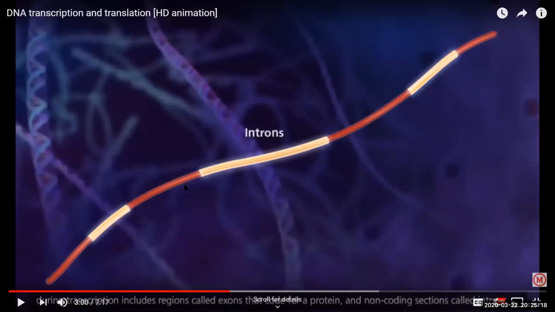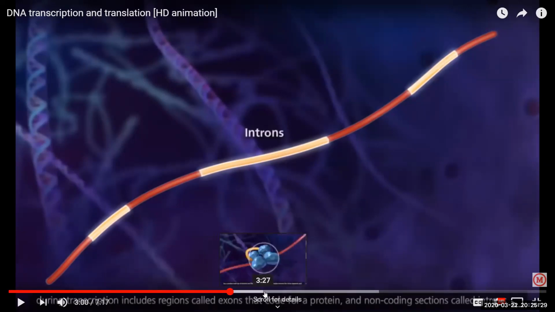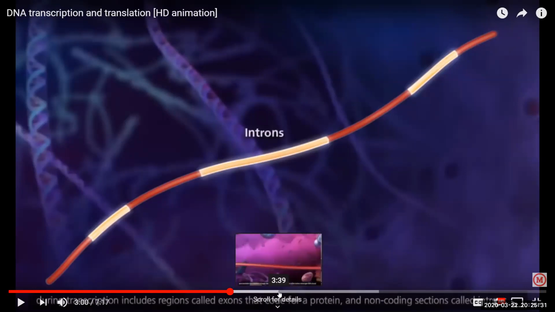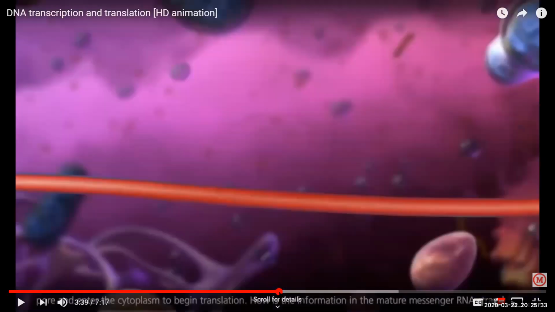So I will mention, I just paused this video. This is for eukaryotic cells. Eukaryotes have these introns and exons that have to undergo splicing. For prokaryotic cells, this process does not need to occur. So we're gonna skip that part and then just move over to translation.